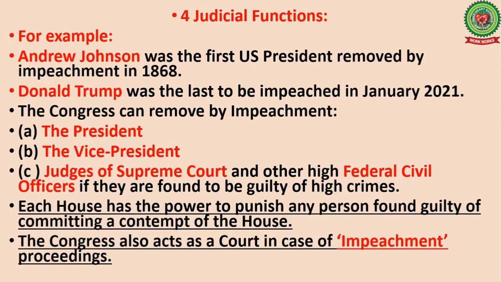Each house has the power to punish any person found guilty of committing a contempt of the house. The Congress also acts as a court in case of impeachment proceedings. So this is what judicial function of the Congress means. Congress is removing these people: the president, vice president, judges of Supreme Court, and the other federal civil officers.